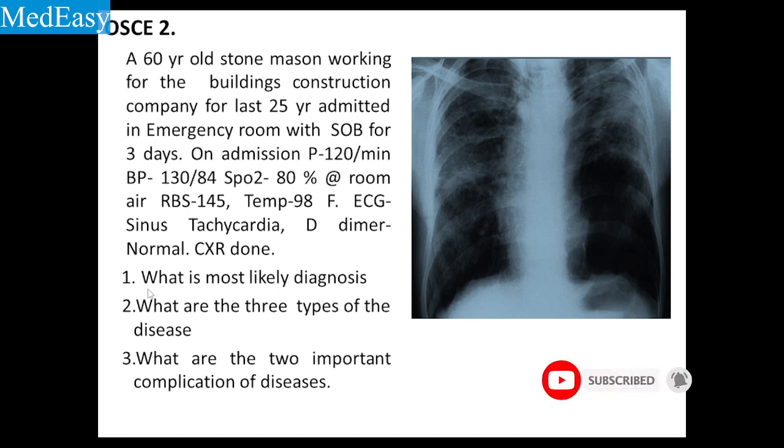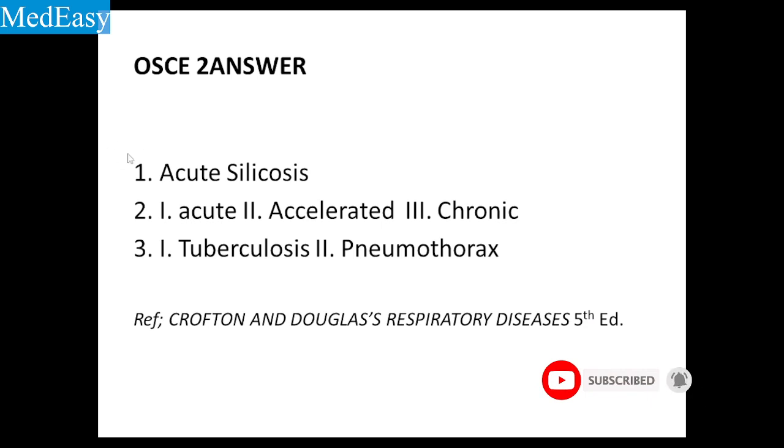So what is the diagnosis? What are the 3 types of the disease, and what are the 2 important complications of the disease? So we have to catch the important points. Stone mason working in building construction, presented with hypoxia, and this is the clinical presentation. So it is a case of acute silicosis.